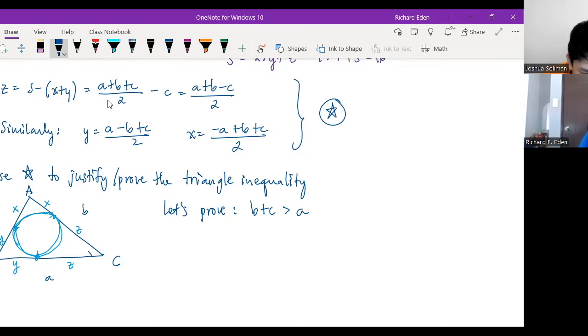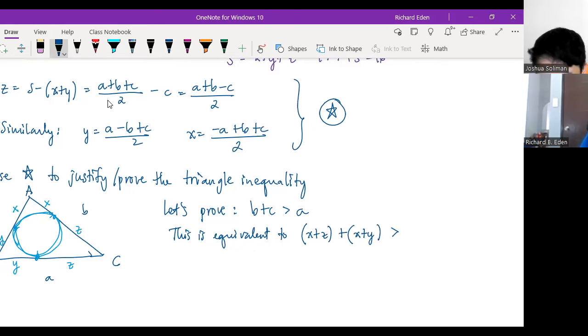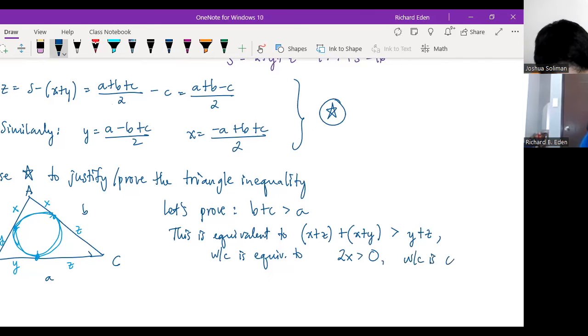Okay, b plus c greater than a. This is equivalent to: b is equal to, from the figure, x plus z. How about c? c is x plus y. How about a? a is y plus z. Which is equivalent to, if you simplify this inequality in terms of x, y, and z, you see how y and z can be canceled from both sides. And so we're left with 2x is greater than 0, which is clearly true.